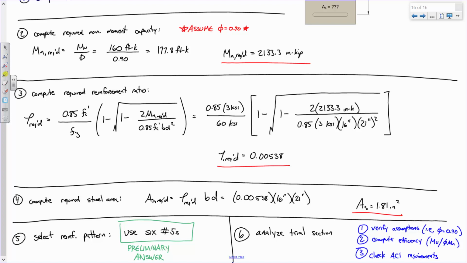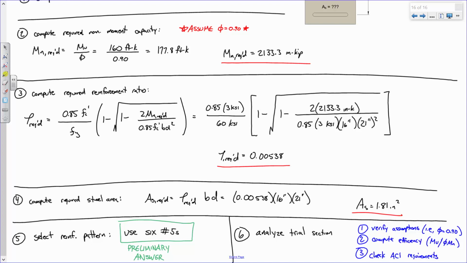And for beams, there are 2 ACI requirements. One of them you're going to check anyways, because it is a check on the strain. The strain has to be higher than a certain value. If the strain is higher than that value, then phi equals 0.9. So you're going to check that one regardless. What's the other ACI limit on beams? Minimum steel. The minimum steel reinforcement requirement.